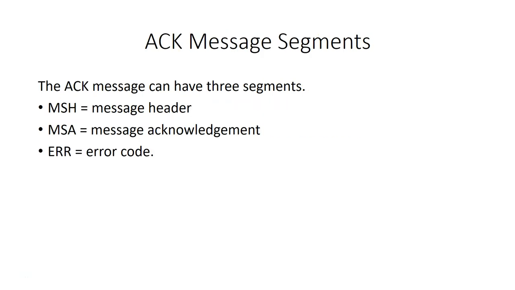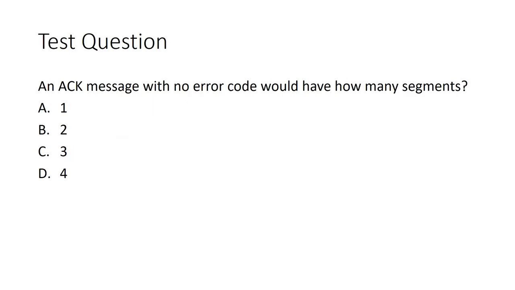The ACK message segments. The ACK message can have 3 segments. It has MSH, the message header, which all messages have. It has MSA, the message acknowledgement segment, and ERR, the error code segment. So 3 segments are possible in an ACK message.